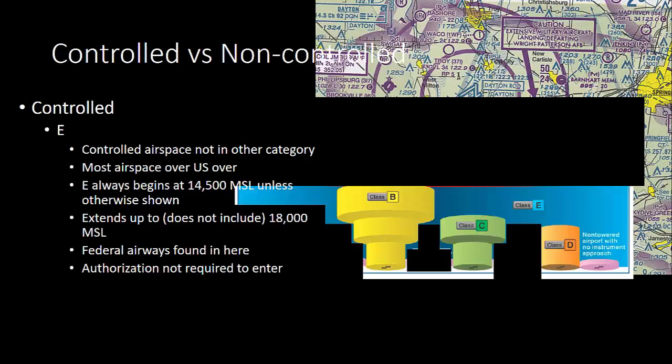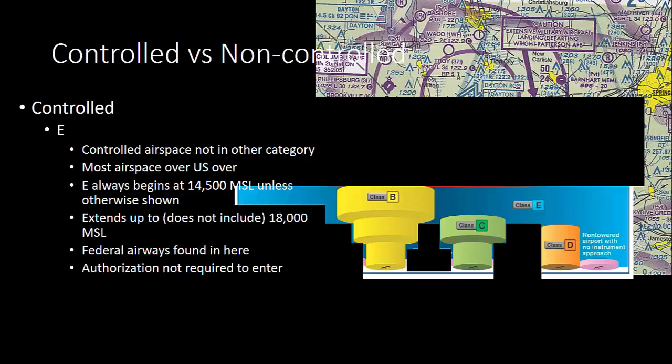Class E airspace does not require authorization. This is unique. For all of our controlled airspaces, Class E is the only one that does not require authorization to enter as a drone pilot. I got this question on the test, so I wouldn't be surprised if one of you didn't get this on the test as well.